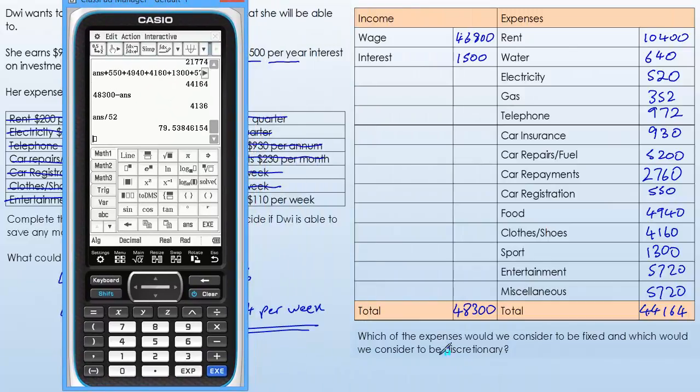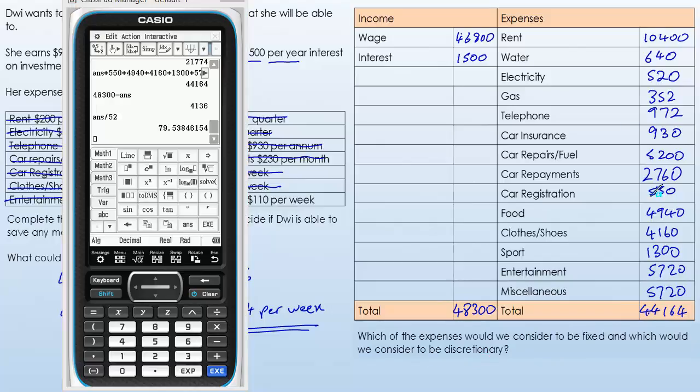Finally, we're asked, which of the expenses would we consider to be fixed and which would we consider to be discretionary? Now, there's no completely right or wrong answer here, so let's just discuss a couple of things. Well, she's going to need somewhere to live, so that's a fixed cost, rent. And she has to pay for water, electricity, gas, and so on. Now, certain things are possibly discretionary. Obviously, she has to have some clothes and some shoes, but does she really need to spend that much on them each year?